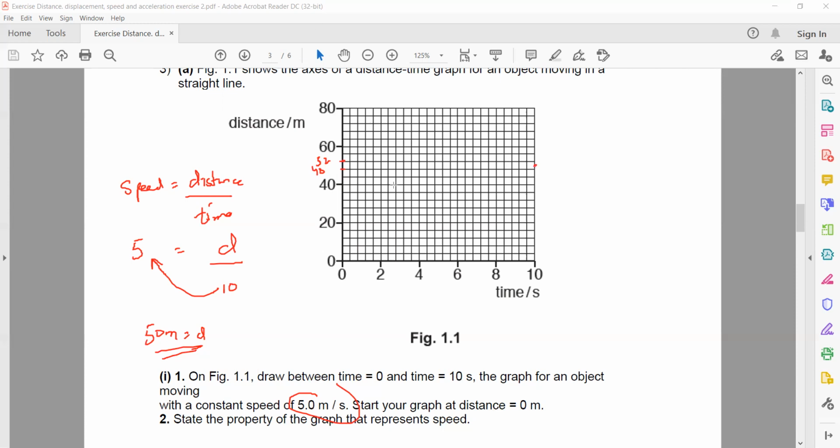So when time, and it's a constant speed, it will be a straight line. After 10 seconds, the object will cover a distance of 50 meter. Is it clear? This graph? Yes, Abdullah Sarfraz. You have a question? No, sir. Heather, Lamia, Mira, Yusra, any doubt? Is it clear?